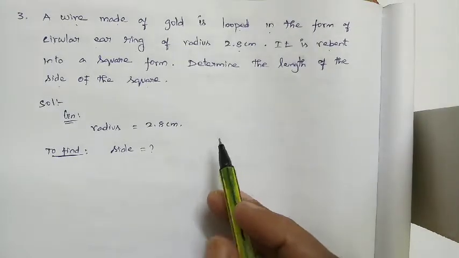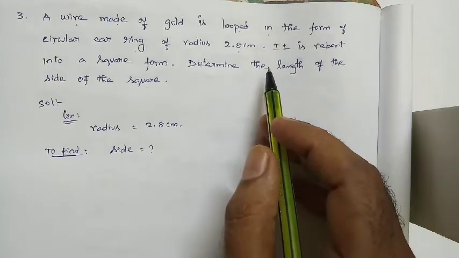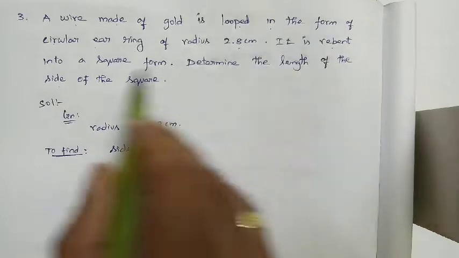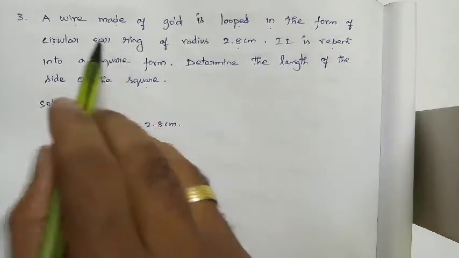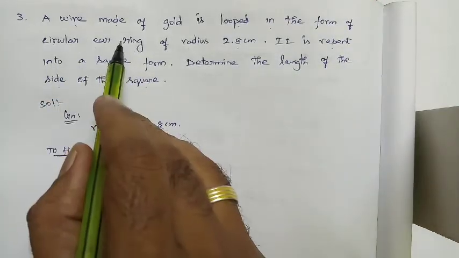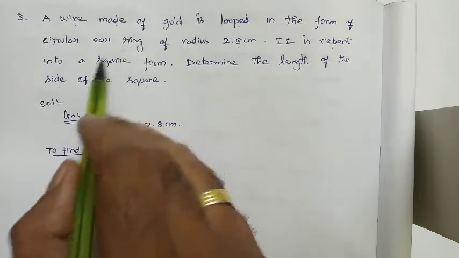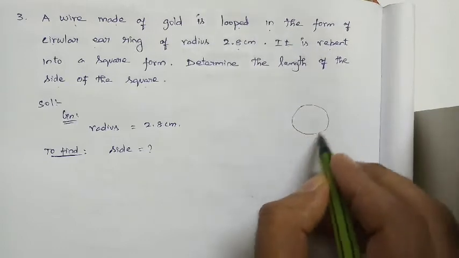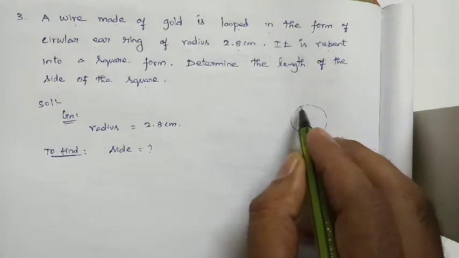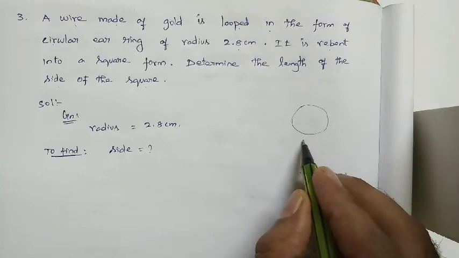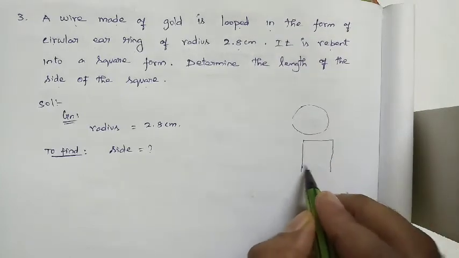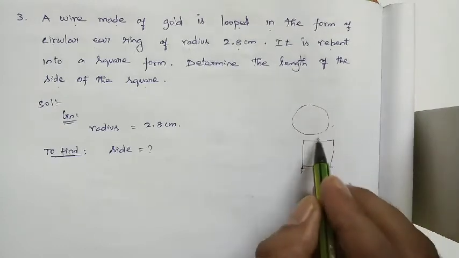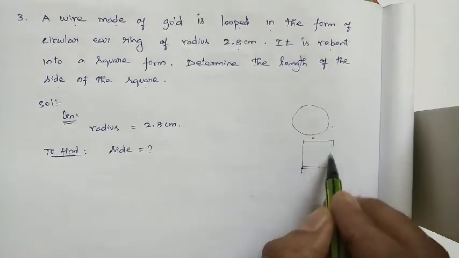In this question, we have a condition. What is the condition? The circular ring has been rebent into the square form. So the perimeter of the circle is equal to the perimeter of the square. If I have a circular ring and I rebend it into the form of a square, then the perimeter of the circle is equal to the perimeter of the square.